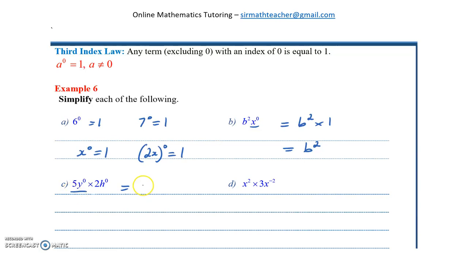5y to the 0 really means 5 lots of 1. You then have times by 2h to the 0, the h to the 0 becomes 1, which means you have 5 multiplied by 2, which gives you 10. In the next one, we have multiply. In our bases here, x, which means we add our powers. So we have 3 lots of x to the 0 because 2 added to negative 2 makes 0. Your x to the 0 is 1, which means your answer is 3.